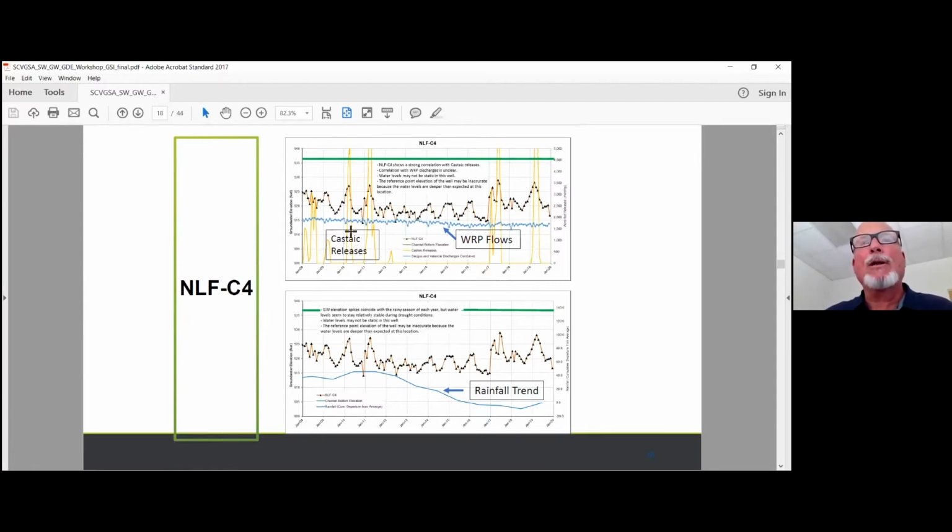We do see a strong correlation with the Castaic Reservoir releases in that well, as you'd expect, considering that it's close to the confluence with Castaic Creek. There does appear to be a bit of a trend with rainfall, but not very strong. So there's something else going on here with these water levels. This could be influenced both by Castaic releases, but also there are other wells nearby that could be influencing the groundwater levels in this area. So I think this hydrograph really points out some of the issues that we have in interpreting the data, with a lot of complicating factors.